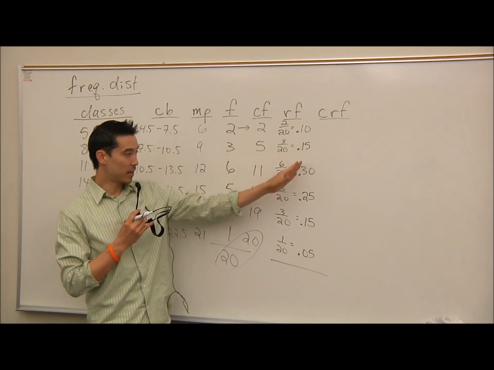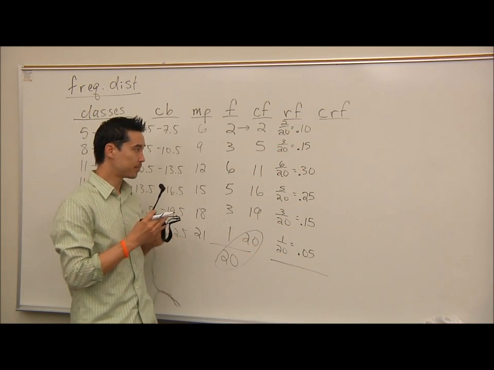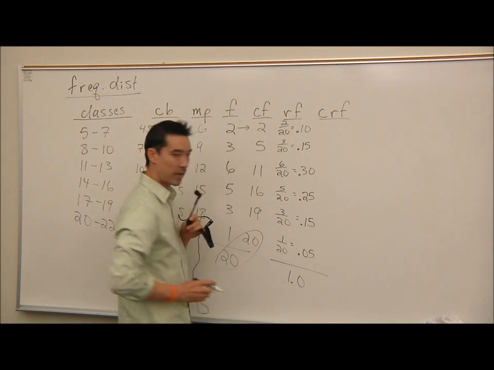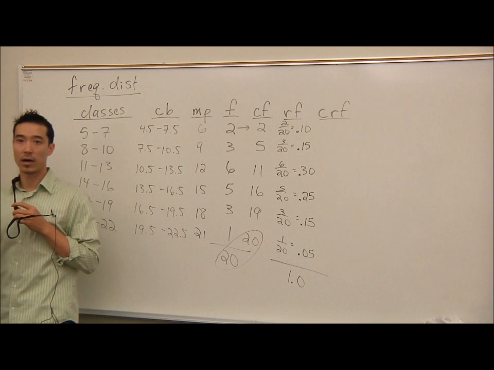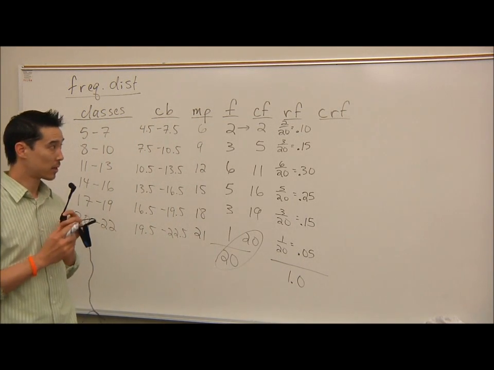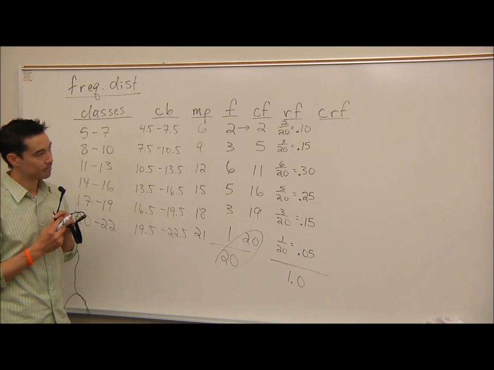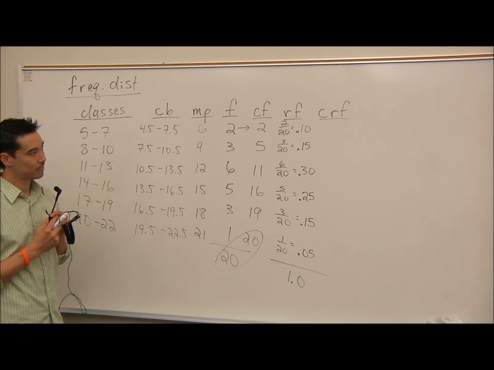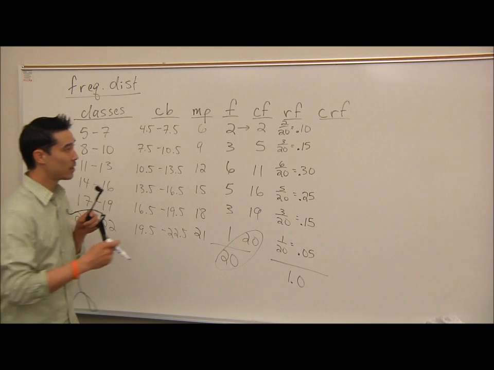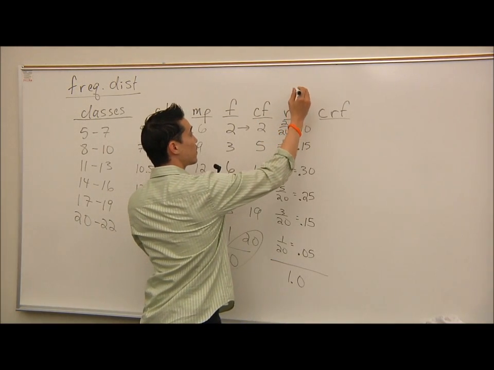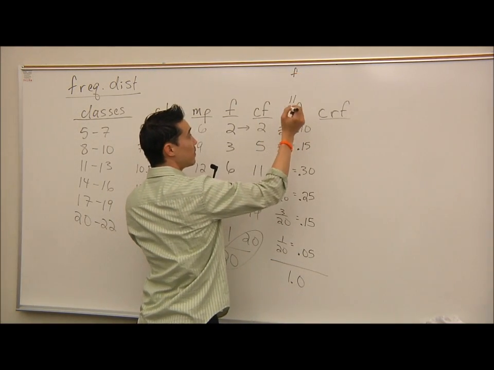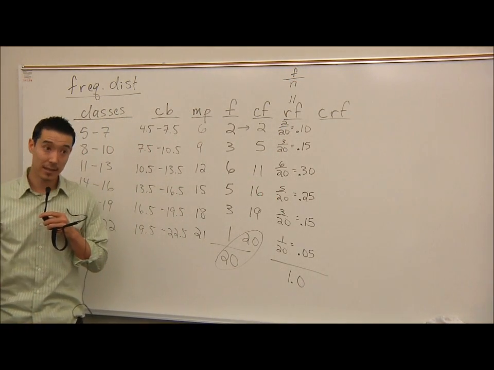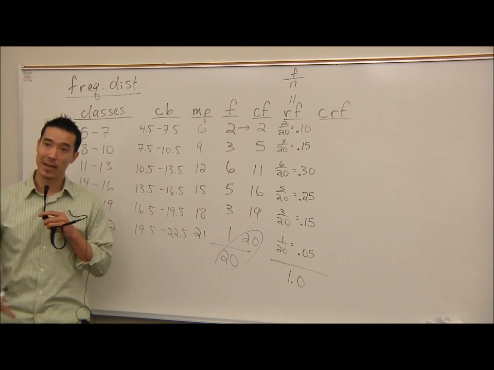If I add up this, what should that add up to? 1, okay? So if you add it up, it better add up to 1.0 or 100%, right? Because we're talking about the proportion here. Okay? So again, our formula for relative frequency is whatever that individual frequency is divided by n. And n is usually indicative of sample size. How many people were in that?